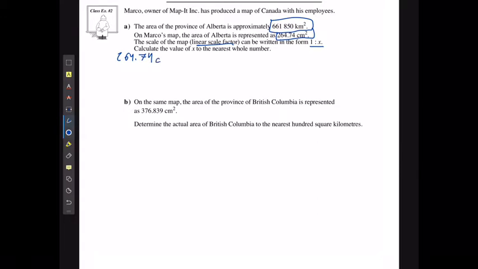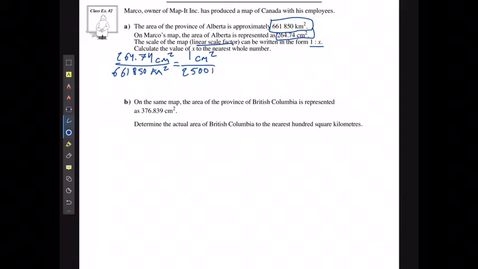264.74 centimeters squared divided by 661,850 kilometers squared, that's going to equal 1 centimeter squared over 2,500 kilometers squared.